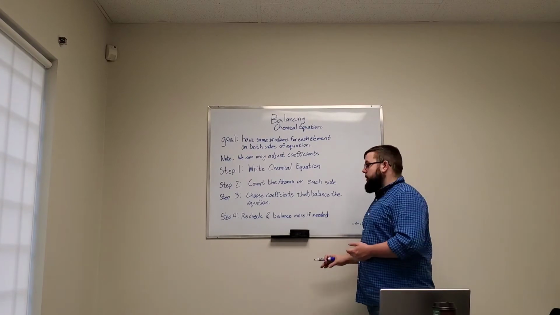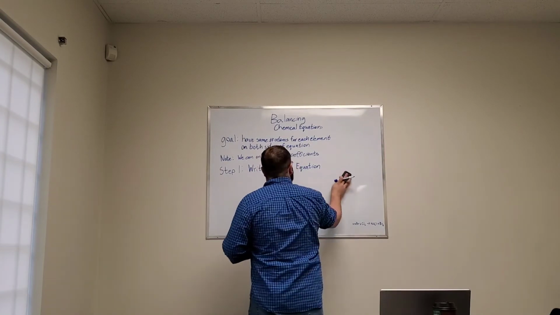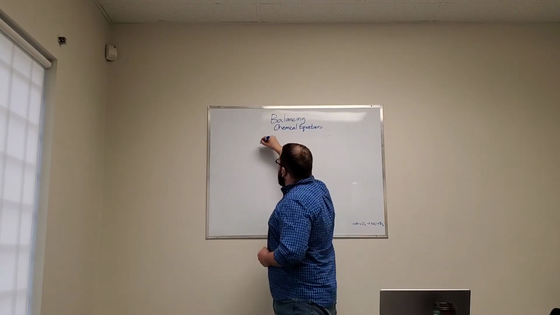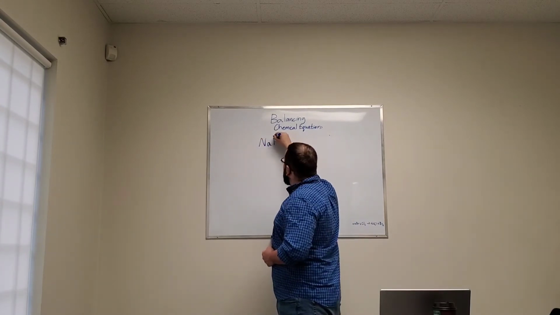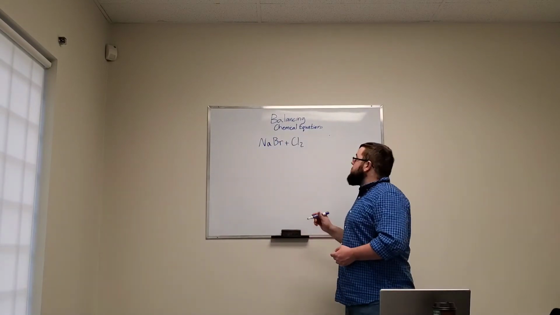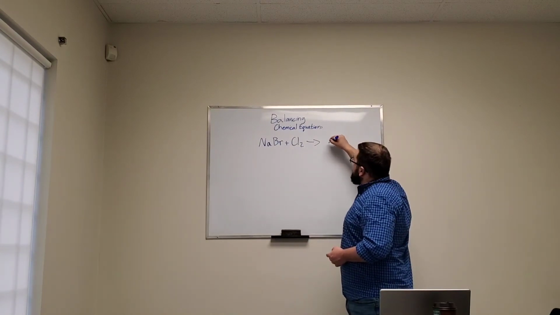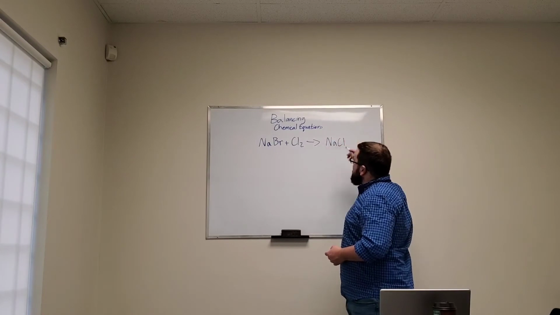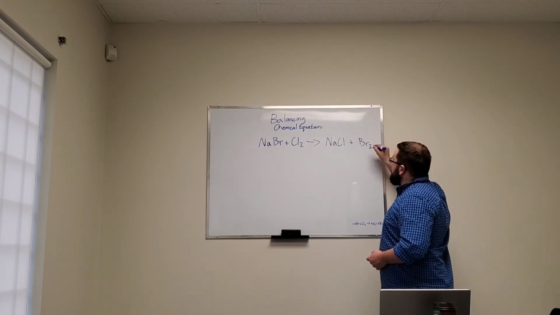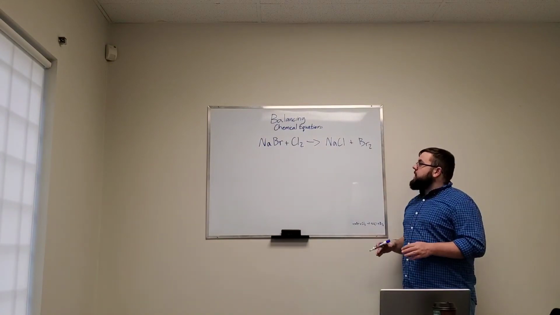Okay, so what does this look like in practice? For example, I have sodium bromide and I have chlorine gas. And there's a reaction where we end up with sodium chloride and bromine gas. So this is our chemical equation. This is step 1, right? Just writing it down like this.